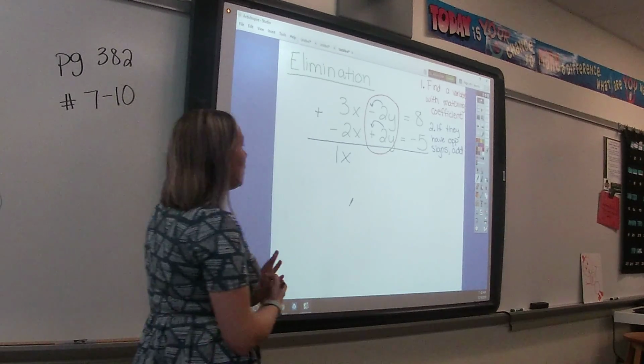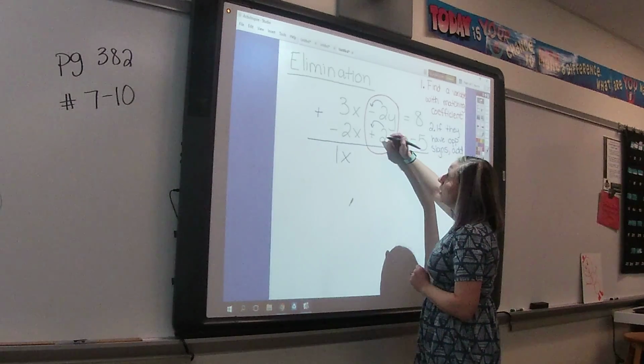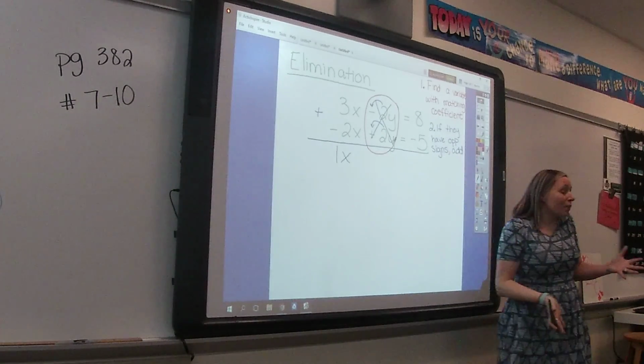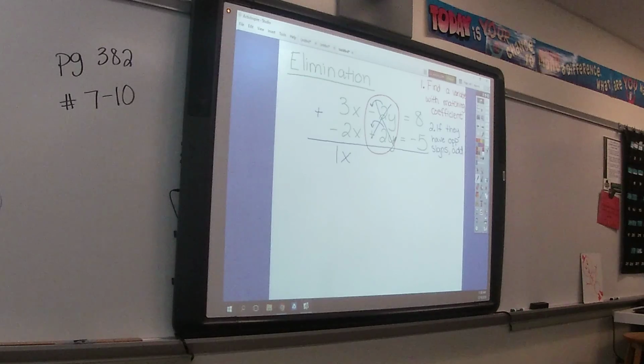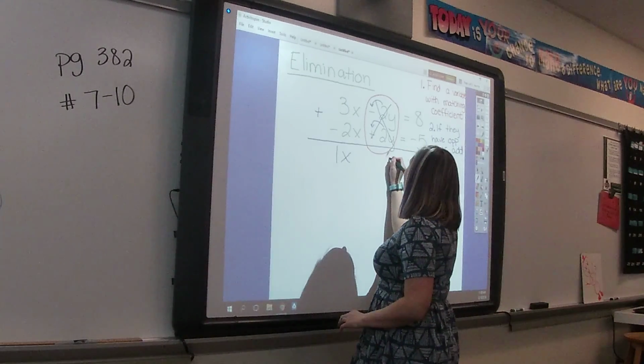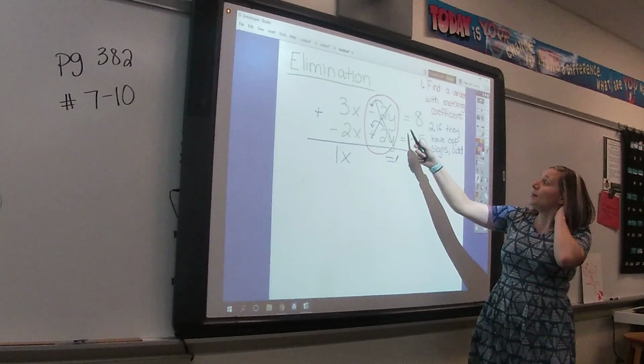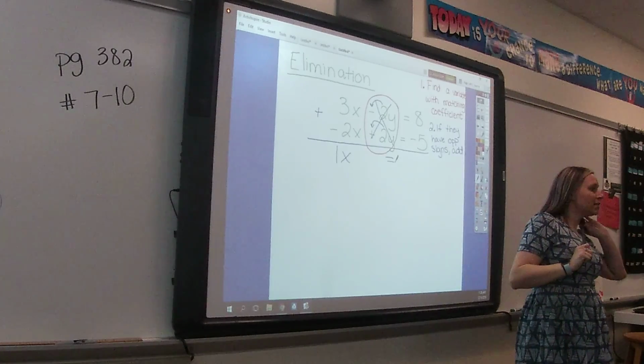Now, most of you already told me what a negative 2 plus a 2 is. 0. And those go away, so we're not going to write them down. We eliminated them. You don't even have to put the 0, because we want a variable to go away. That's our entire goal. Then we'll bring down the equal sign. 8 plus negative 5 is 3.